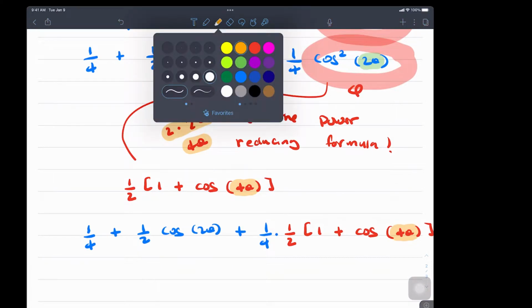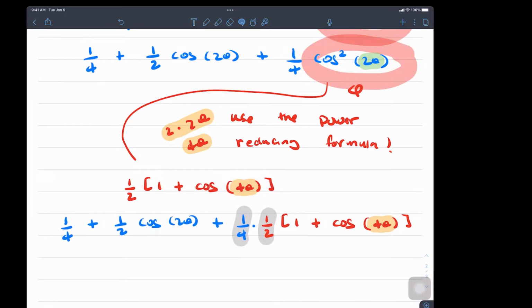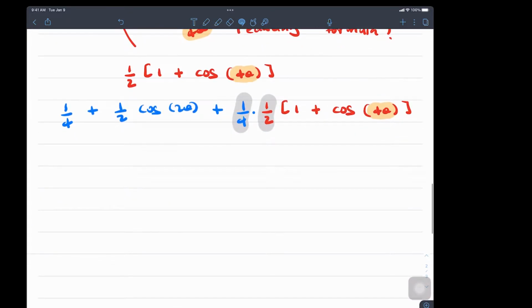All right, you guys okay with that? And what do you do with these numbers here? One fourth plus 1/2 cosine double theta plus, what's 1/4 times 1/2? Do you guys know? Is that 1/8? 1 plus cosine 4 theta? Easy breezy lemon squeezy.